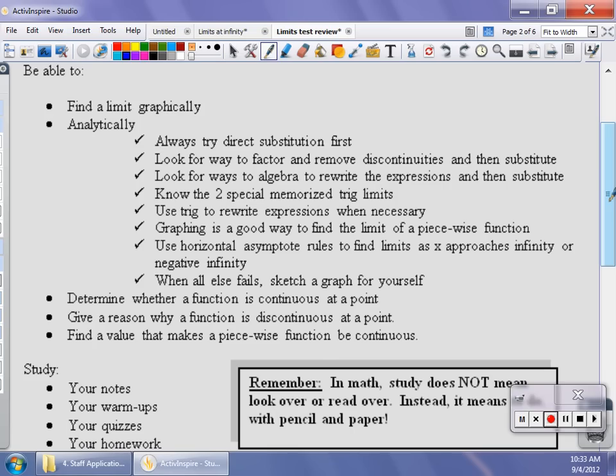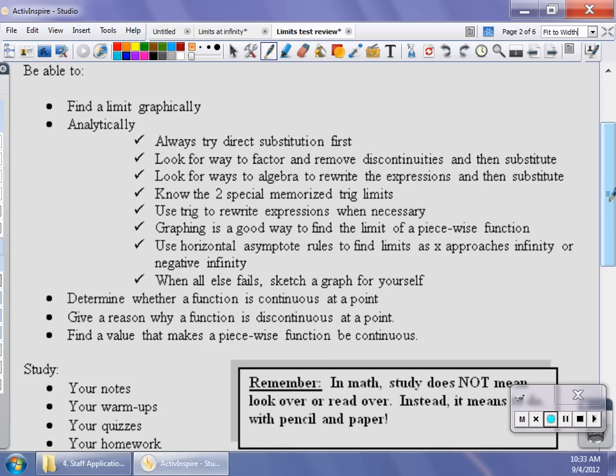You need to know the two special memorized trig limits that we have talked about in class. You may have to use trig to rewrite expressions to find limits. If all else fails, you may have to sketch a graph, and particularly that's a good way to find the limit or the continuity of a piecewise function.